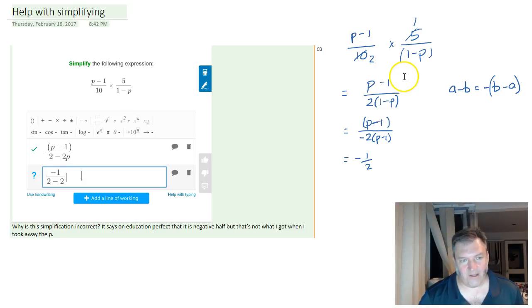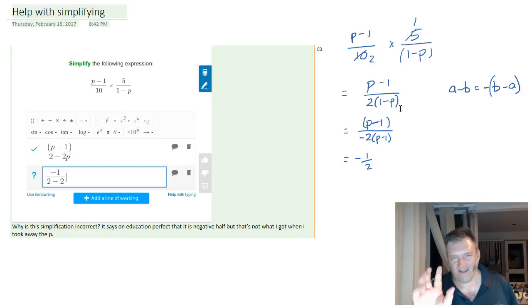Hopefully that's made it a little bit clearer. This is a really important trick to try and remember. If you've got a minus b, you've got two things where there's p minus 1 on top, 1 minus p on the bottom, a minus b on top, b minus a on the bottom. Factor out negative 1 from one of the expressions. You'll be able to cancel them as long as it's all factorized, and it'll make everything a lot more simple for you.